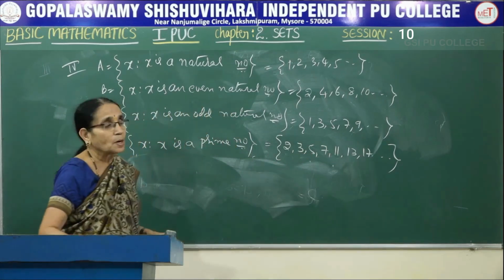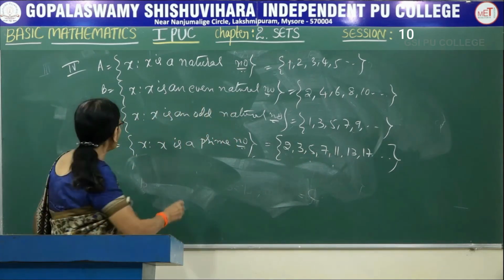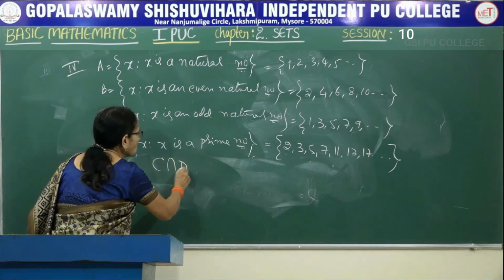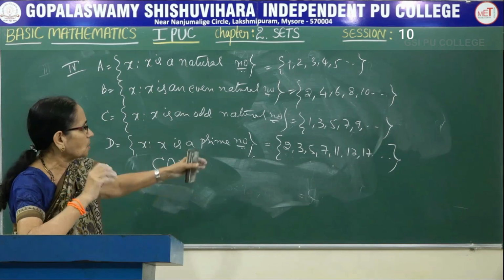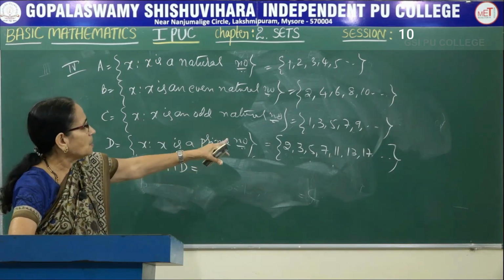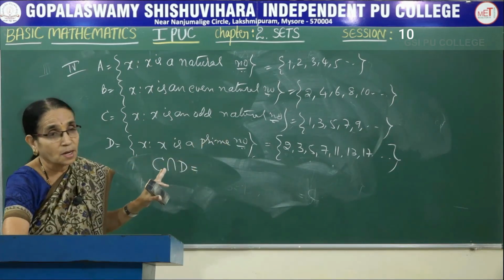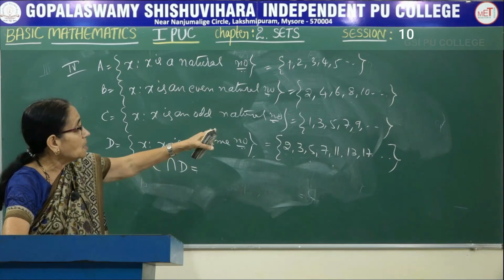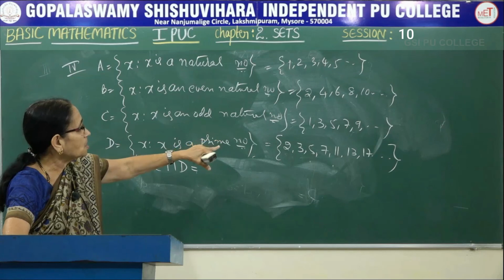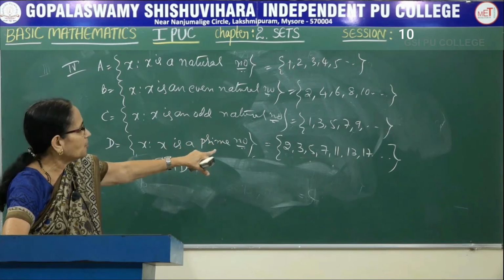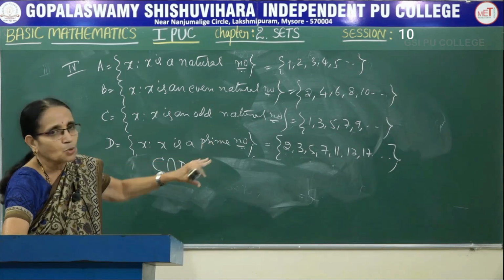So how do you write this one? I am considering C intersection D. How do you write? You need not write the elements here. You can write 3, 5, then 7, like that you can write, because that contains the odd prime numbers, but 9 is not a prime number here. 3, 5, 7, they are common here. Afterwards, the remaining numbers would be prime numbers.